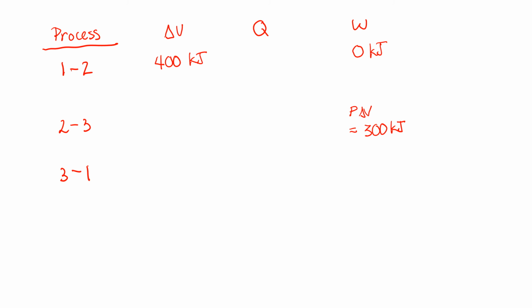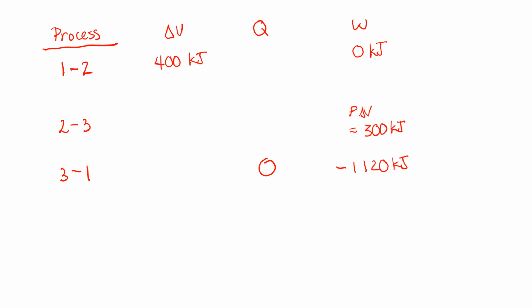For the final process, from state 3 back to state 1, we know that the work is negative 120 kilojoules. And because it's adiabatic, we know that Q is 0. And so this is what we know or can calculate from the problem so far.